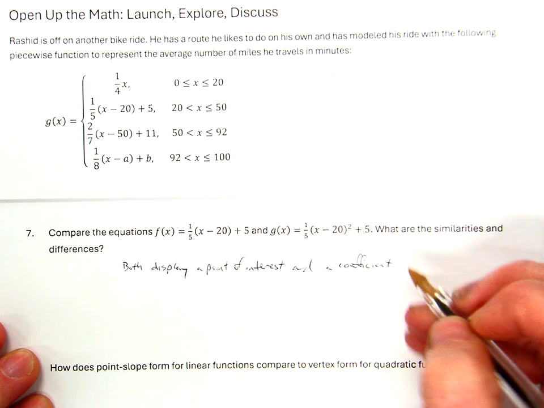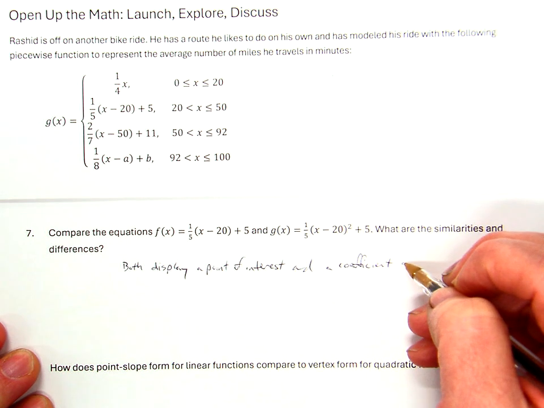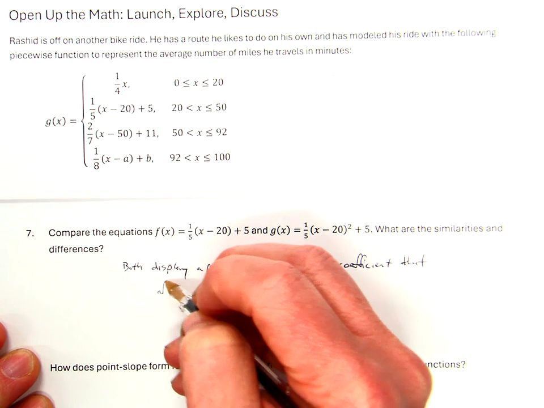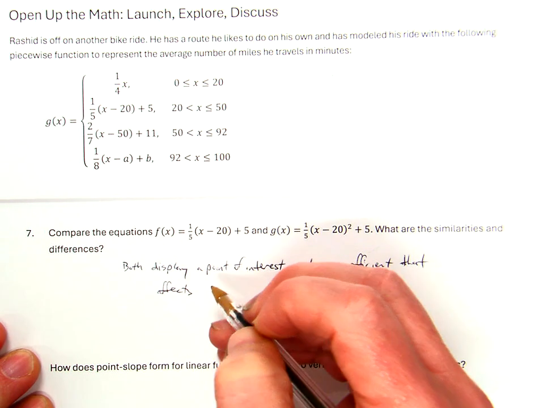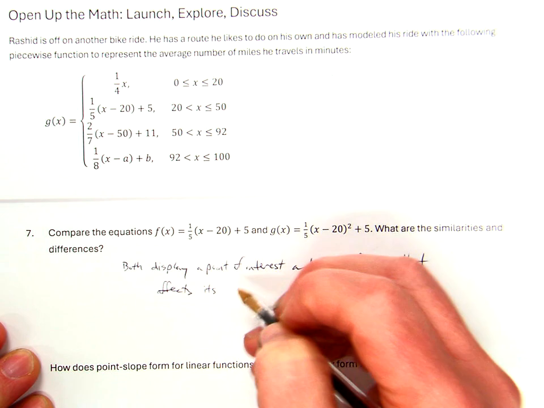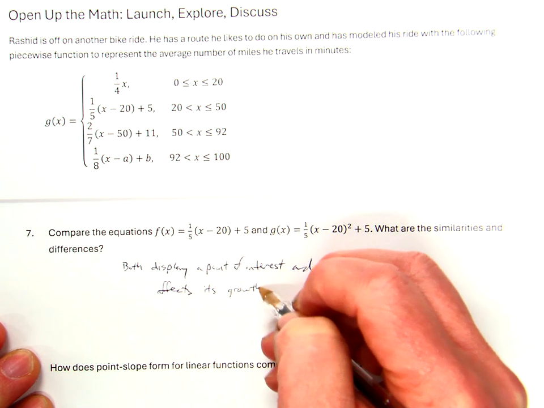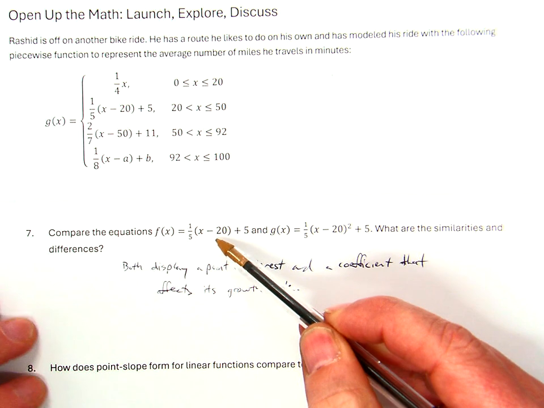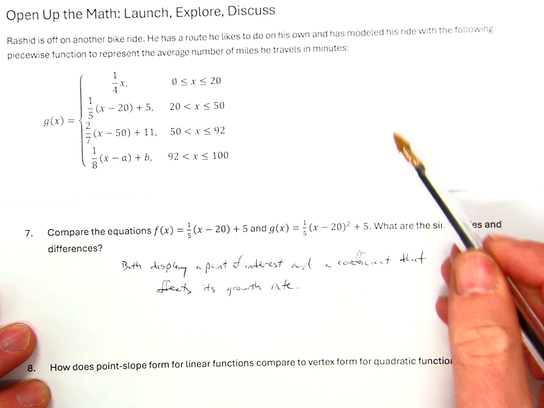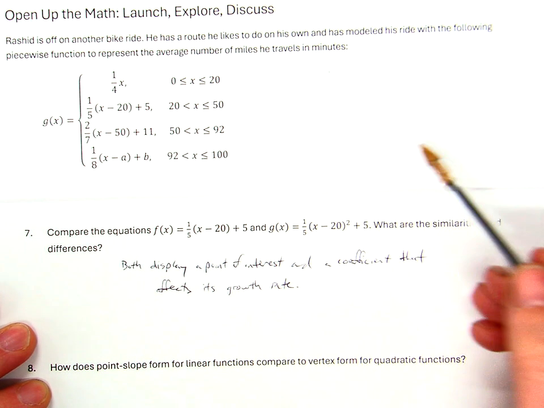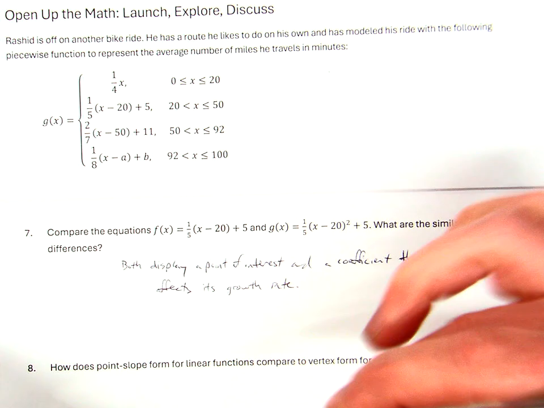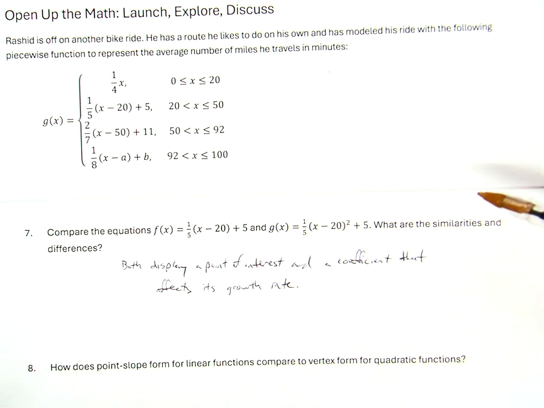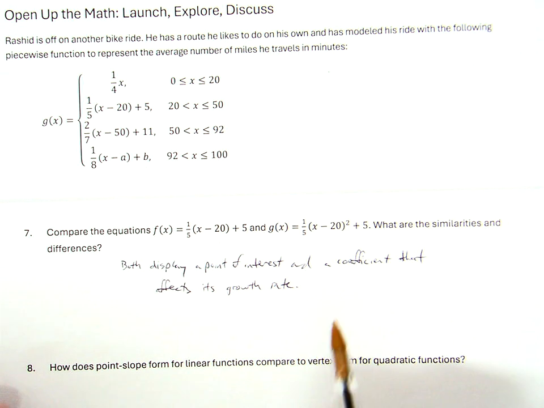And we know that a coefficient affects its growth rate. We could say that. This one has a steady increase, growth. This one grew as a quadratic, like a U, but it still grew. It just grew at a faster pace, not a constant pace. So it does affect how it grows.